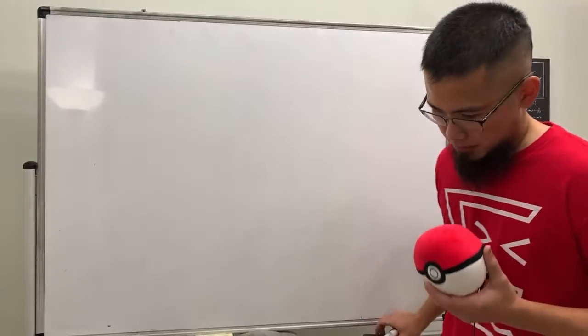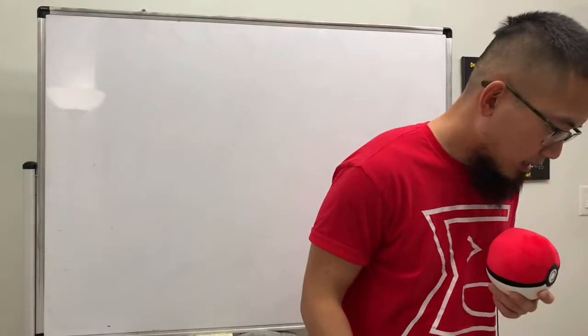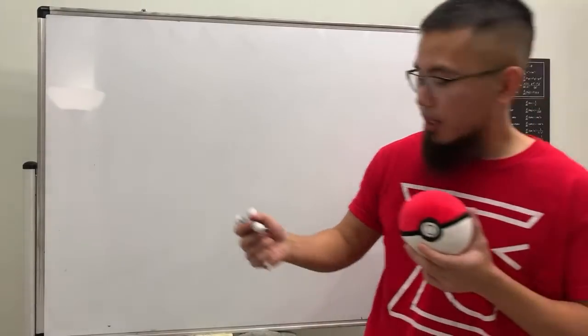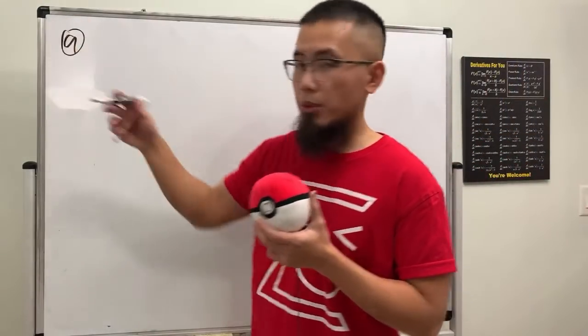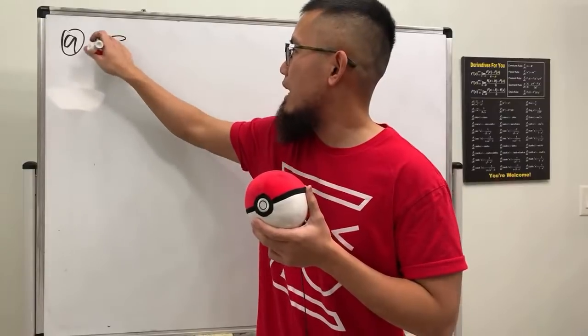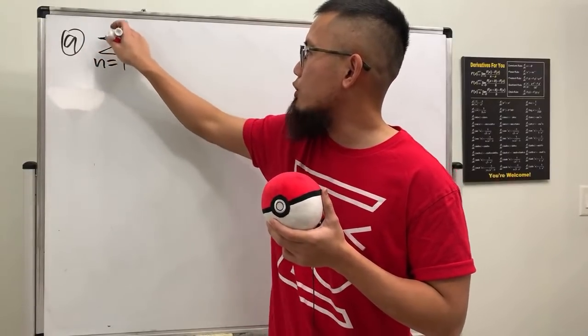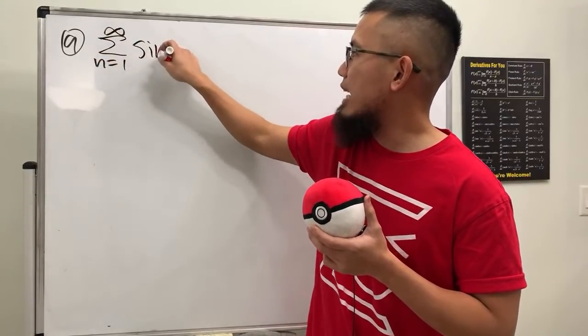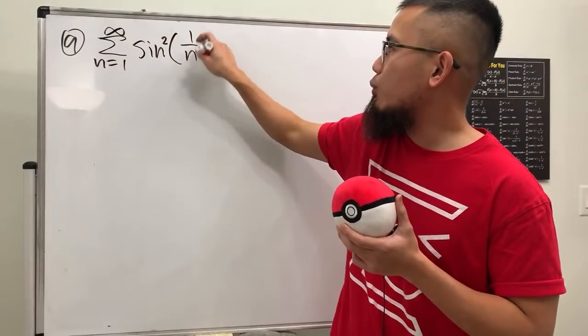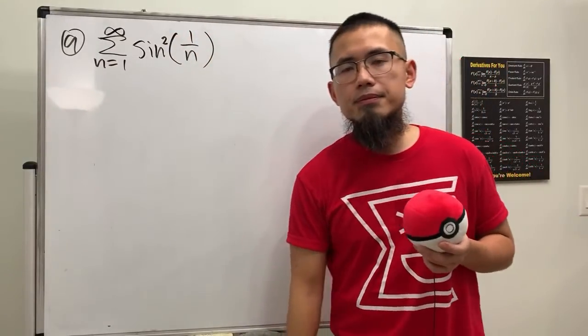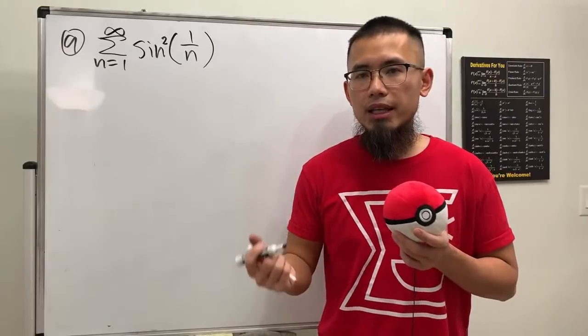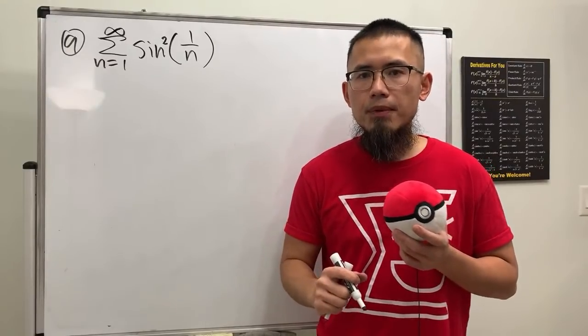All right, number 9. Number 9 might be a little bit tricky, so pay close attention to this. Here we have the series as n goes from 1 to infinity. Here we have sine squared, and then the input is 1 over n.